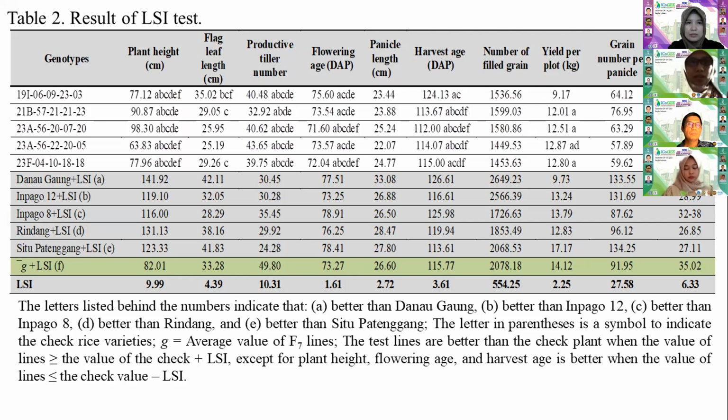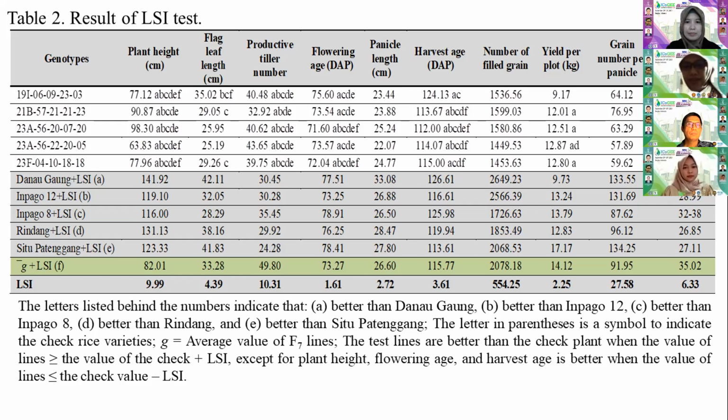Table 2, result of LSI test. Table 2 showed the rice line that had the shortest plant height was 23A, 56, 22, 2005. The plant height of 5 lines was shorter than the check variety. The plant height of lines is below the moderate category. The plant height is influenced by the genetic factor of a cultivar.